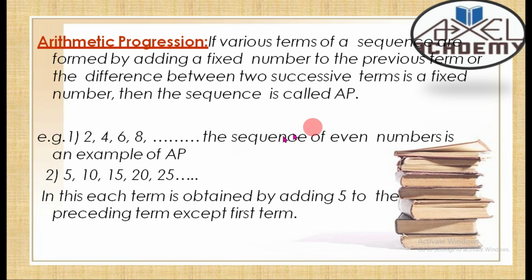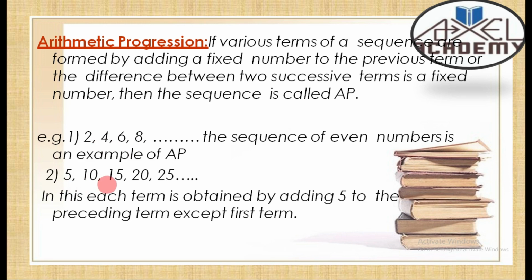Now let's take an example. 2, 4, 6, 8. These are even numbers. Is this an example of an AP? You see the difference between two successive terms. 4 minus 2 is what? 2. 6 minus 4 is what? 2. 8 minus 6 is what? 2. The difference is the same. So as soon as the difference is the same in a sequence, that type of sequence is called an arithmetic progression.